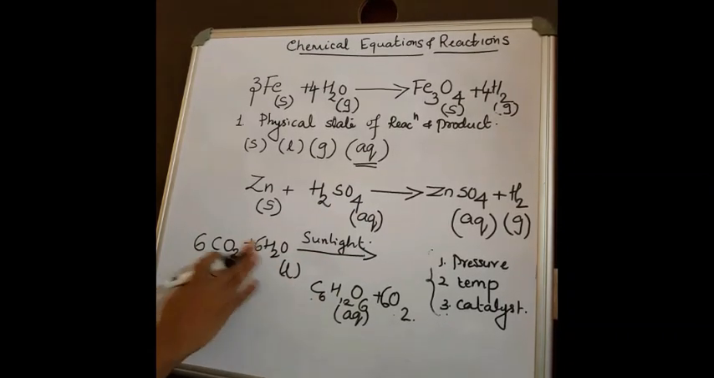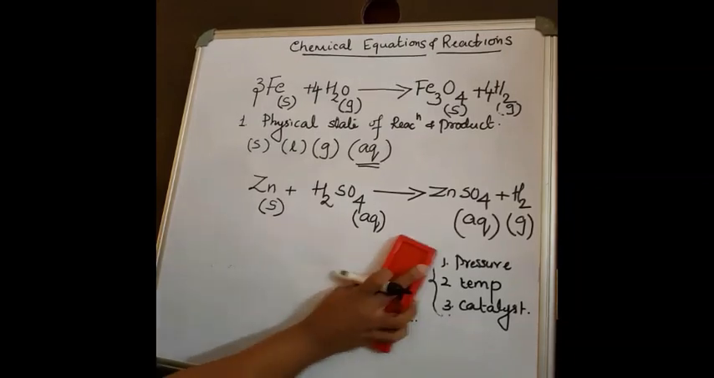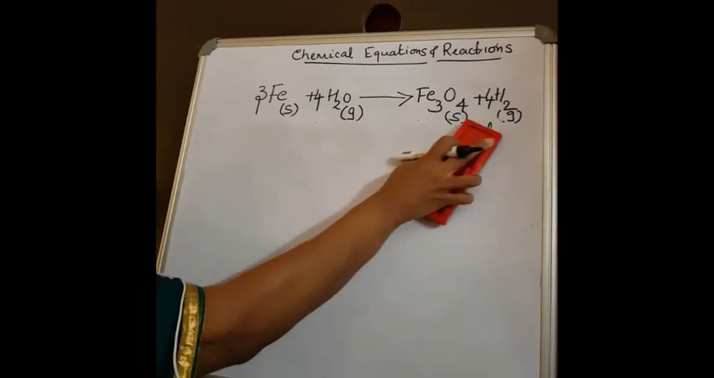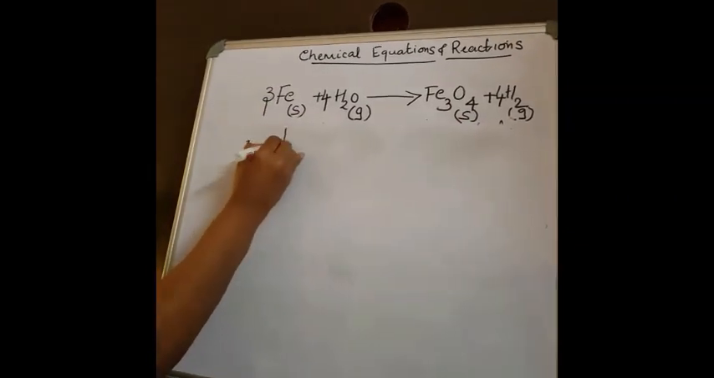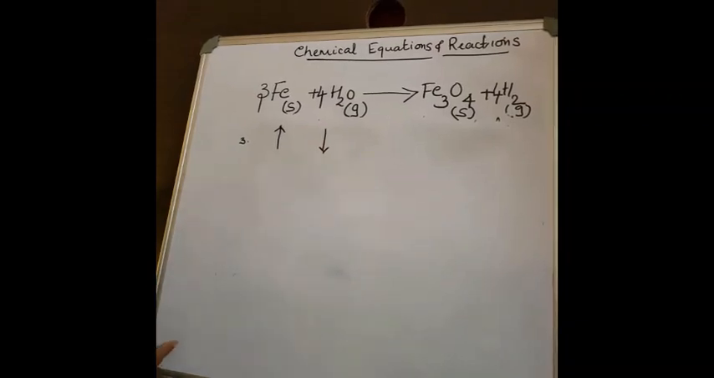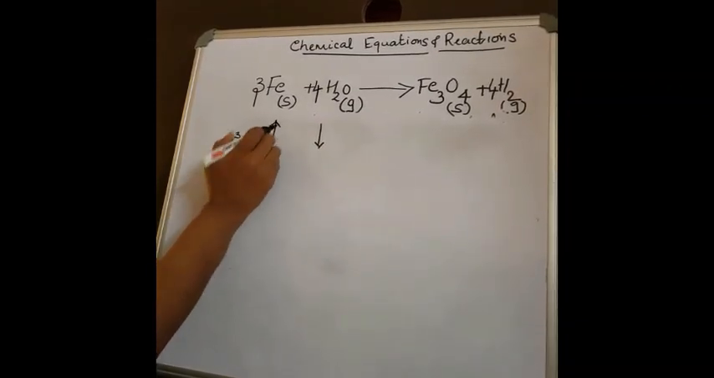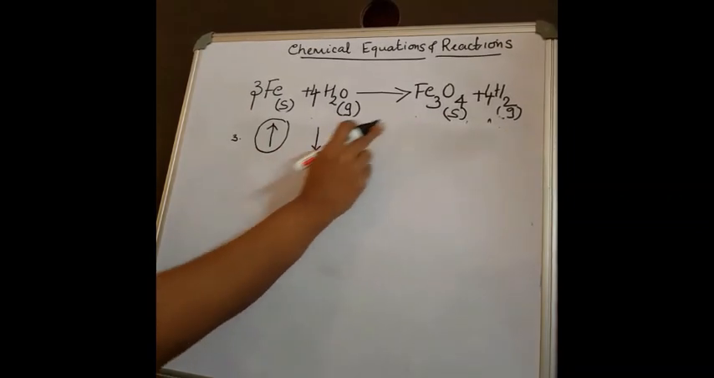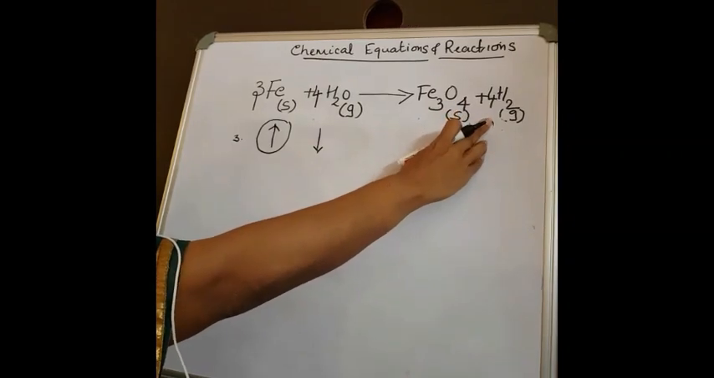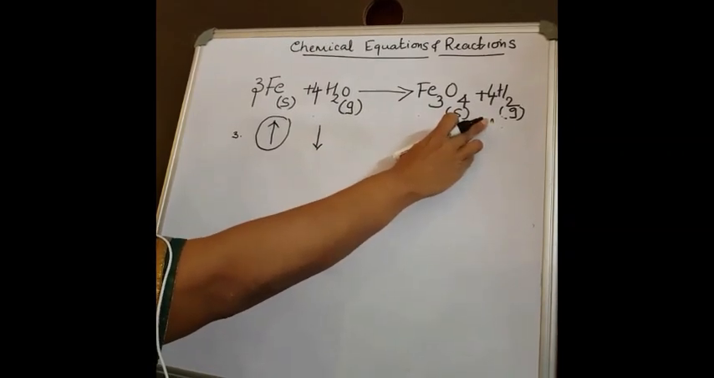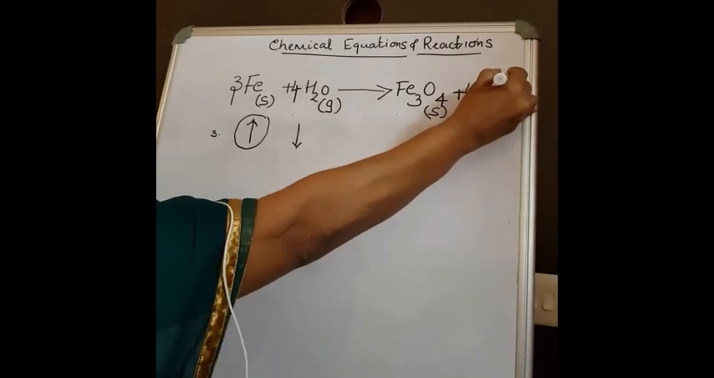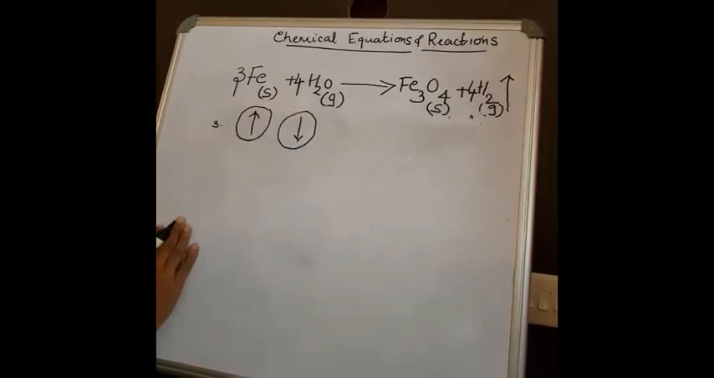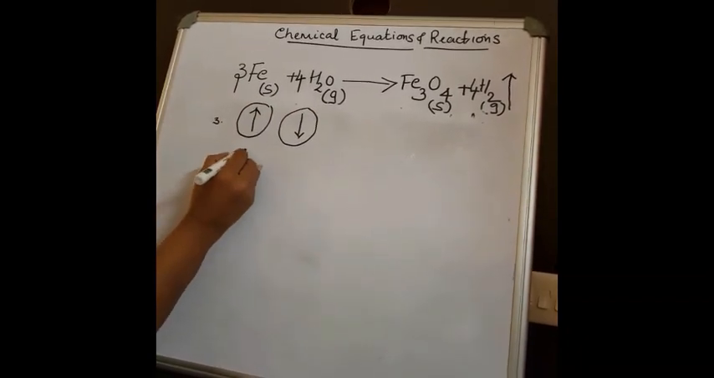Okay. Now, so you got this. Now the third one is by putting arrows, like an upward arrow or a downward arrow. Okay. Now, we will put this upward arrow if there is a gas in the equation. For example, see in this equation hydrogen is evolved. So, if there is a gas evolved in this equation, we can put an upward arrow. Correct? Now, we will use the downward arrow if there is a precipitate.